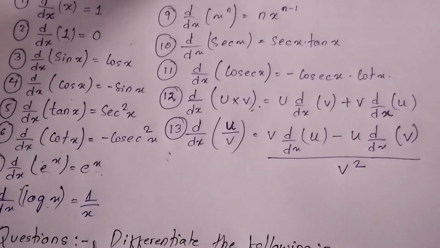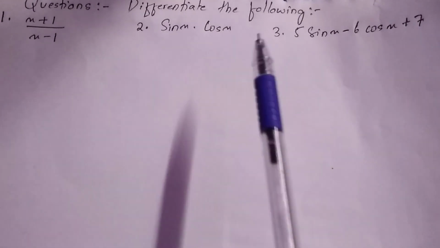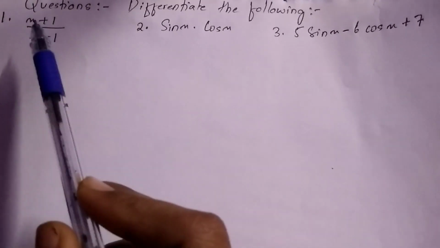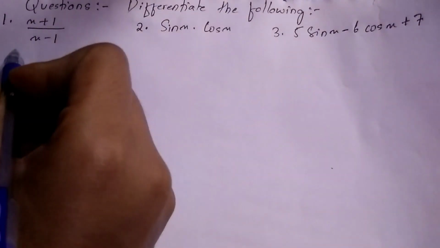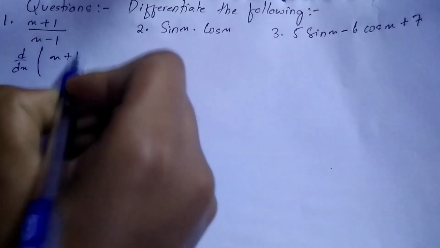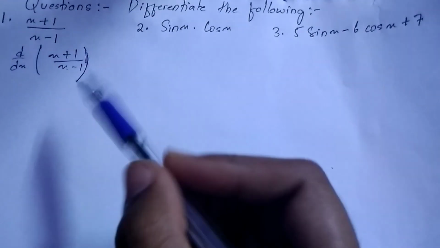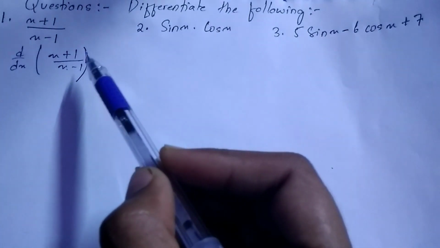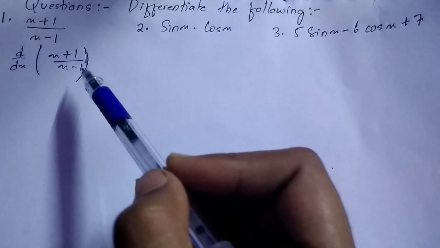The first one: differentiate the following. You have to differentiate all the questions. The first one is x plus 1 divided by x minus 1. You need to do differentiation, so you need to write d/dx, and then write it as it is, x plus 1 over x minus 1. Now you need to differentiate, and which formula do you have to apply? This is in u by v form, so you have to apply the u by v formula.